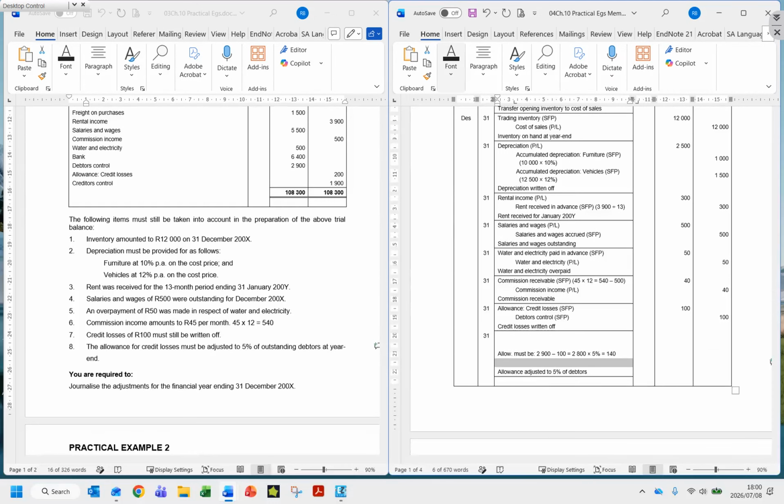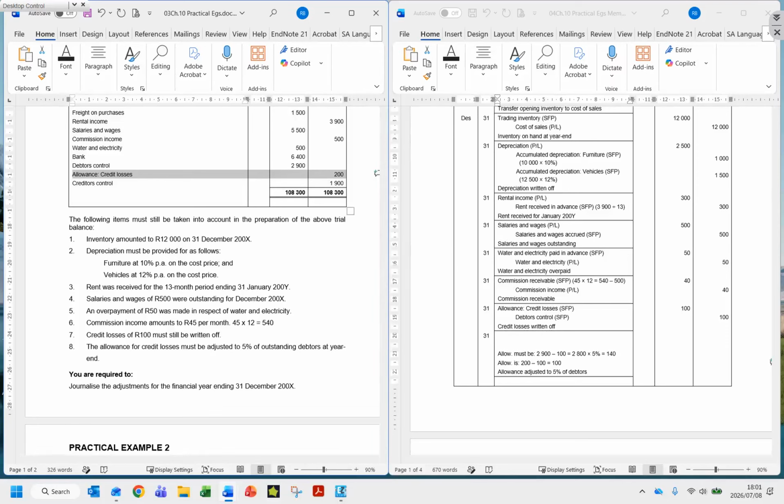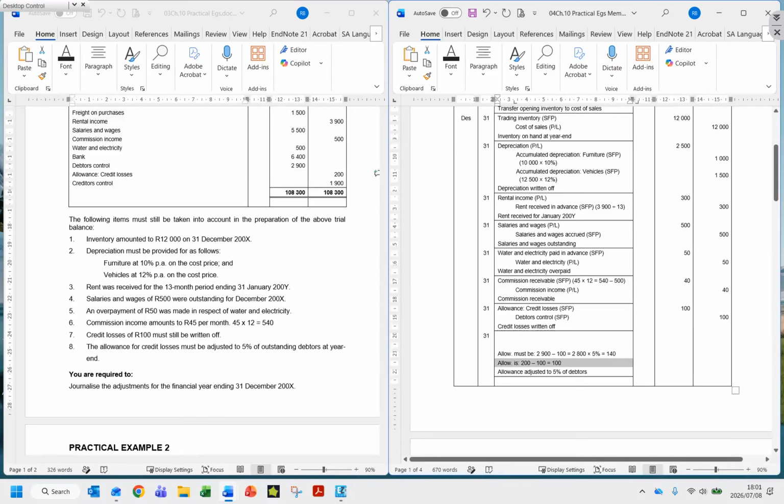Now I must go and calculate what is my allowance. So once again, I'll go and look at my trial balance. My allowance started off with 200 rand, but then I used 100 rand in the previous journal entry of that 200 rand. So I've got 100 rand left. So my allowance is currently 100 rand. It should be 140 rand. So I need to increase the allowance by 40 rand.